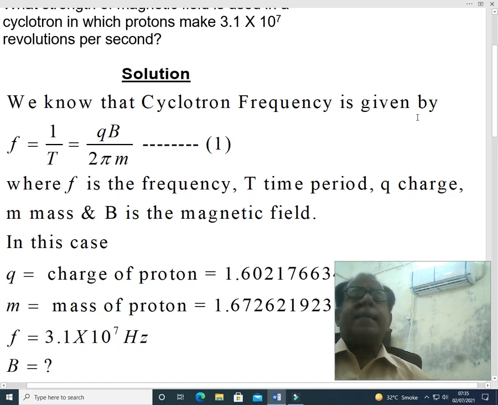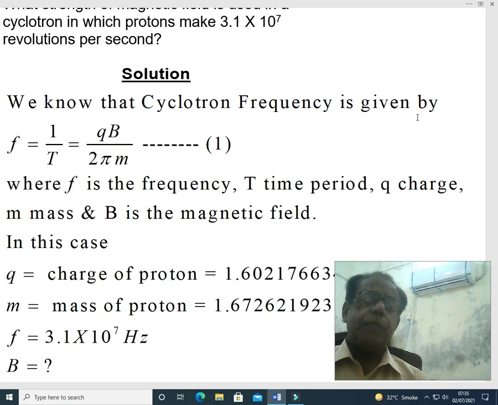We know that cyclotron frequency is given by f = 1/T, where T is the time period, and we know that frequency and time period are always inversely proportional to each other. f = 1/T = qB/2πm. Equation number 1, where now we explain these parameters.